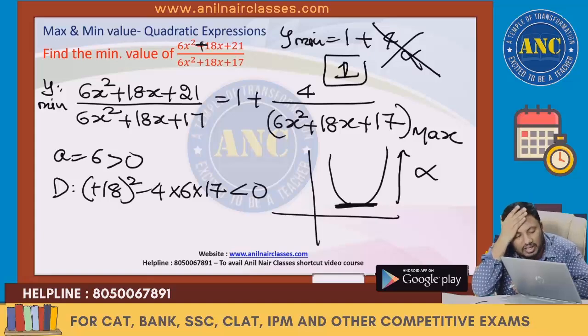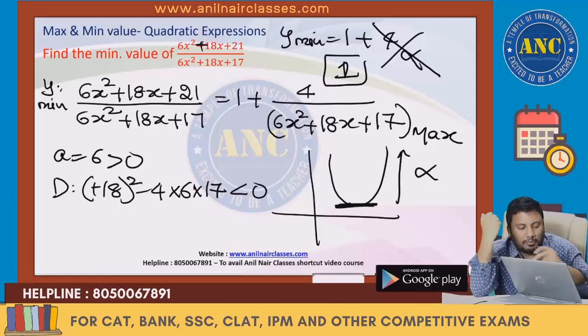A is 6 greater than 0. D is b square minus 4ac. The graph is going upwards. Upwards means I can only determine minimum. Maximum I cannot determine. It will shoot up to infinity. I hope it is clear. So if this is minimum, all are constant, this quadratic expression is in the denominator, it should be maximum.